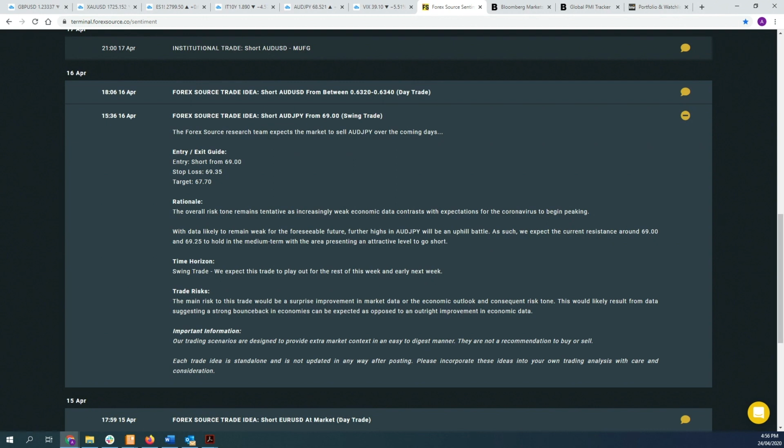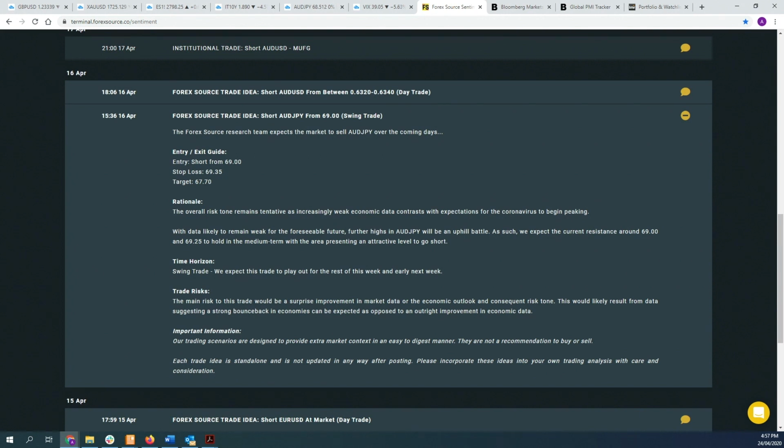And then we can look at the trade risks and see whether that has invalidated this idea. The main risk to this trade would be a surprise improvement in market data. That hasn't happened. Or the economic outlook and consequent risk tone. Now, risk tone has been whipsawing recently, but economic data and outlook are still very much coming in negative across the board. This would likely result from data suggesting a strong bounce back in economies can be expected, as opposed to an outright improvement in economic data. We haven't really seen that either.